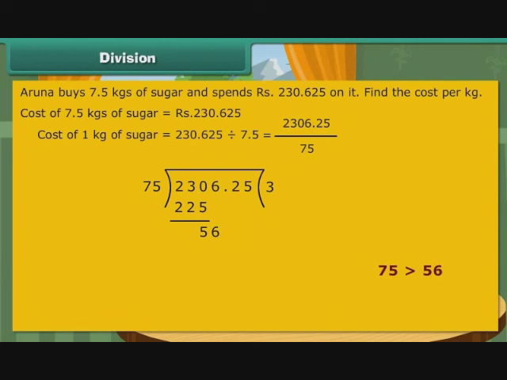56 cannot hold 75, so write 0 to the right of 3. Bring 2 also down. Since 2 appears after the decimal point, place a decimal point to the right of 0. The new number 562 holds 7 times 75, that is 525. Subtract and write the difference, 37 below. Bring 5 down. The new number formed is 375. It holds 5 times 75 exactly. Write 5 to the right of 7 and 375 beneath 375. Subtract. As the difference is 0, write a cross to mark the end of the division operation. Therefore, the cost of 1 kg of sugar is rupees 30.75.